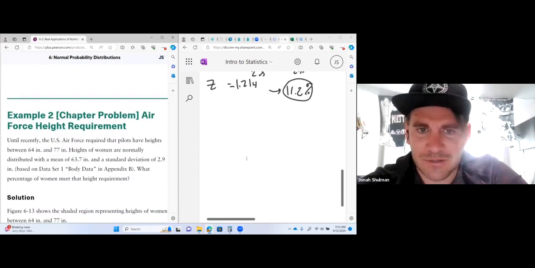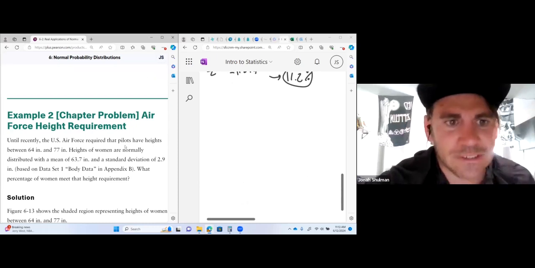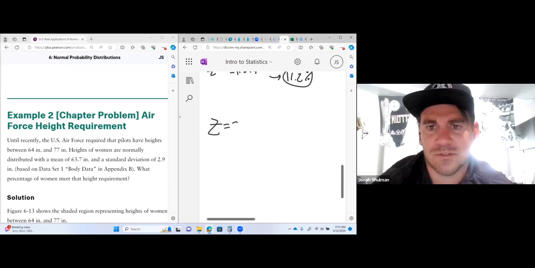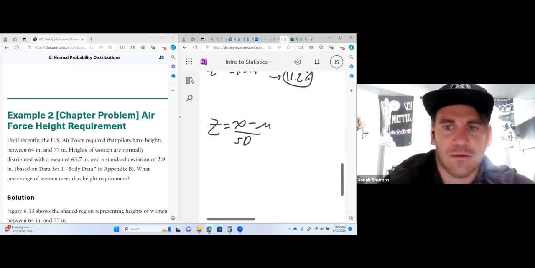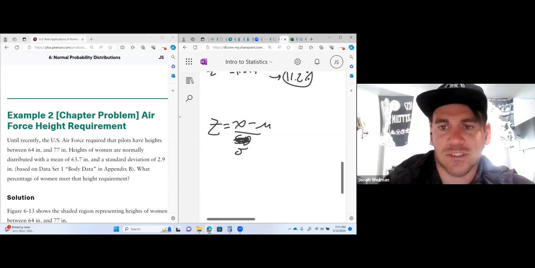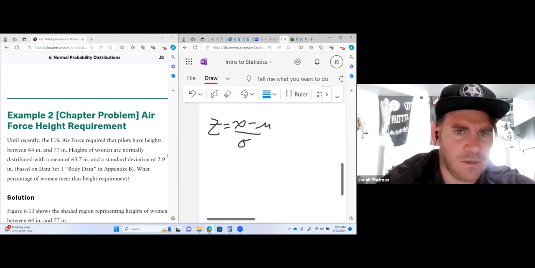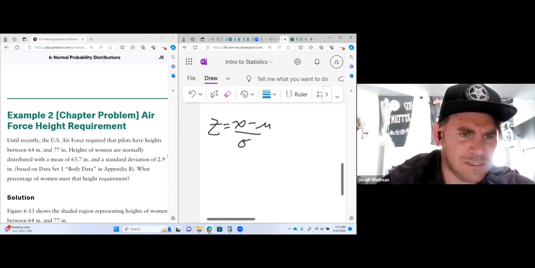Let's do another one. I knew this would be really easy once we did the last one. So, z equals x minus mean over SD. Sorry, we need the population one, so I might as well do it the right way. Air Force pilots are between 64 and 77 inches. Heights of women are normally distributed with a mean of this and a standard deviation of this. So we have to do this twice.